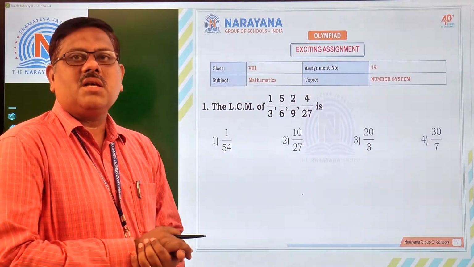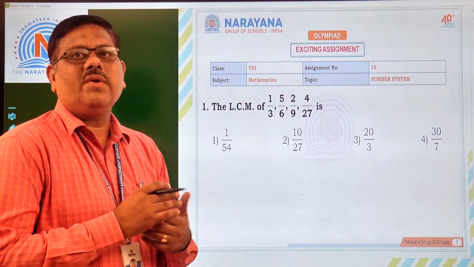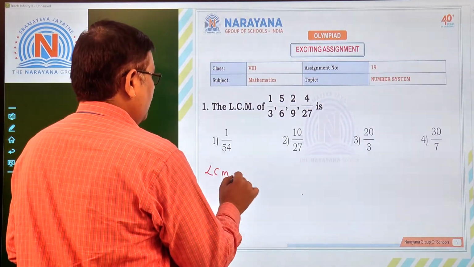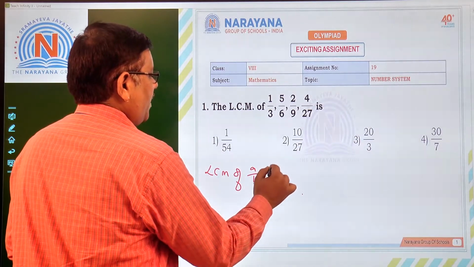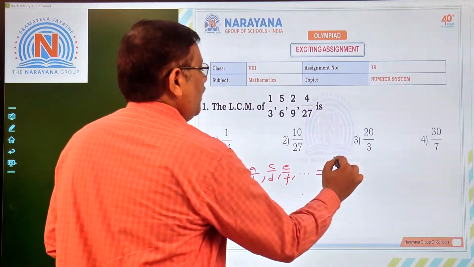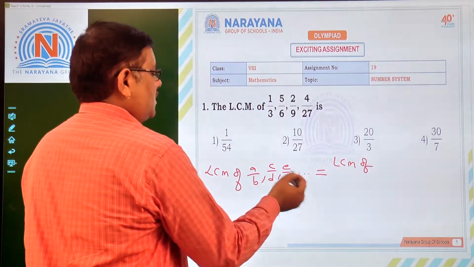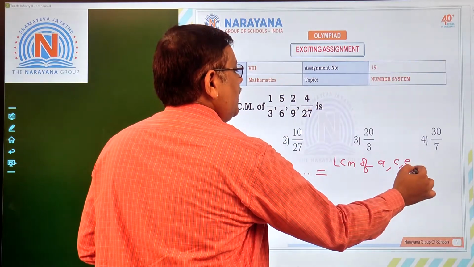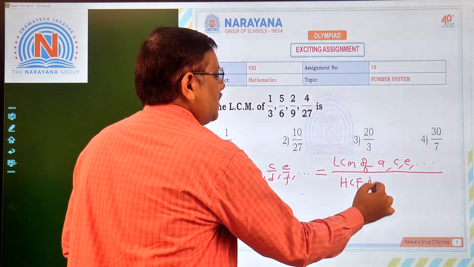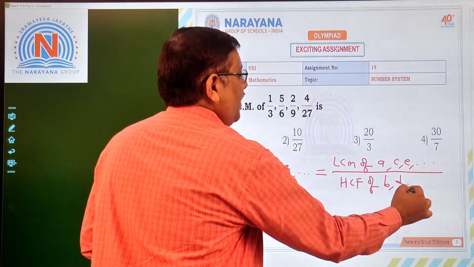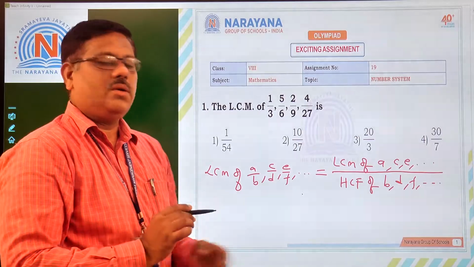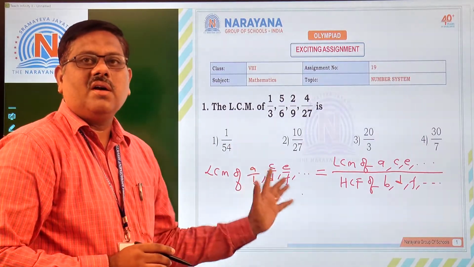Whenever you are asked to find out LCM of fractions, how to do it? What is the rule we have to follow? The rule is something like this. LCM of A by B, let us take the fractions A by B, C by D, E by F, and so on. That is going to be LCM of numerators. What are the numerators? A, C, E, and so on. LCM of numerators by HCF of denominators. What are the denominators here? B, D, F, and so on. LCM of numerators by HCF of denominators. Using this particular rule, we have to find out LCM of given fractions.